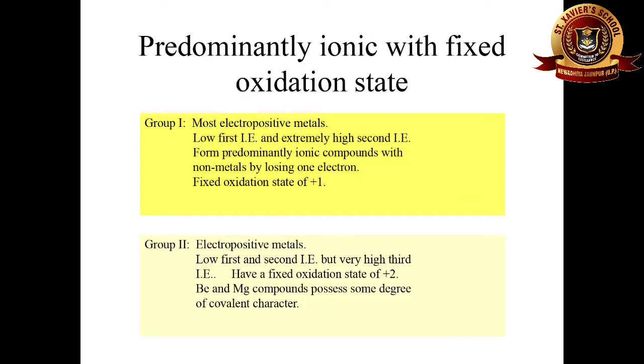Next, oxidation state. These elements have a fixed oxidation state because the outermost electrons of these elements are easily donated from the s subshell or orbital, and after that they produce a stable electron core, by which group 1A elements show the +1 oxidation state and group 2A elements show the +2 oxidation state.